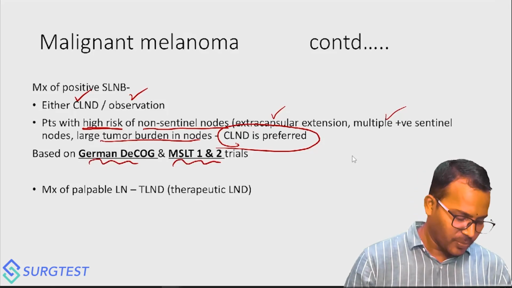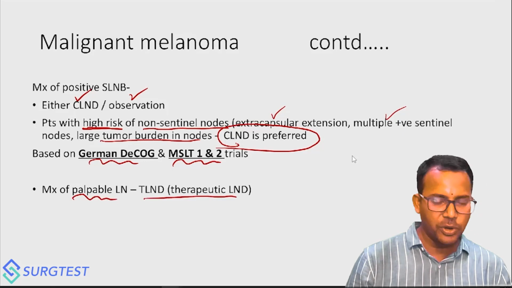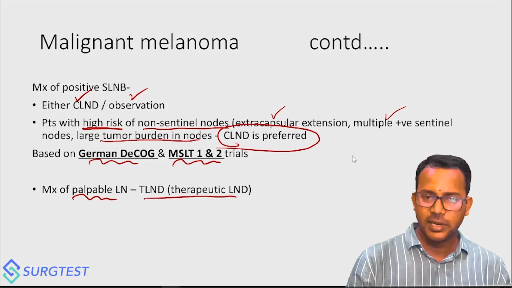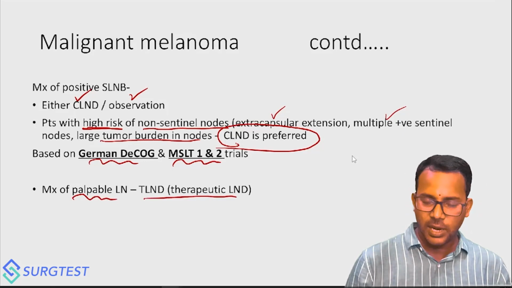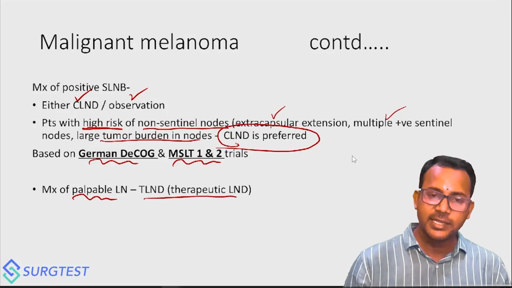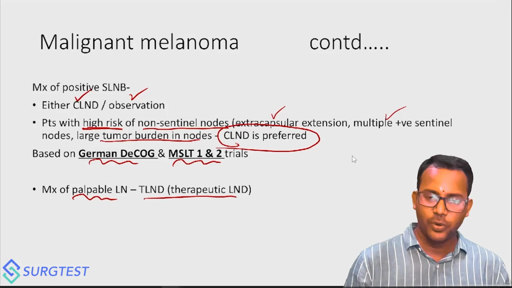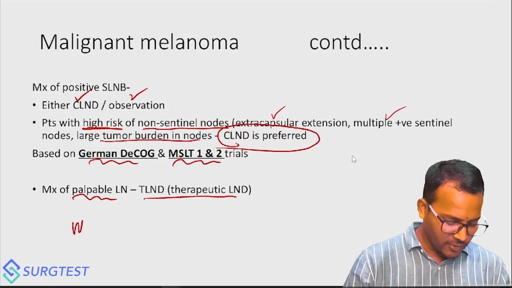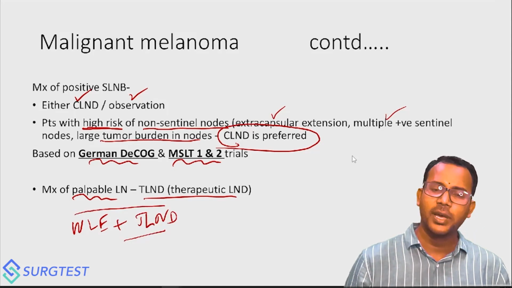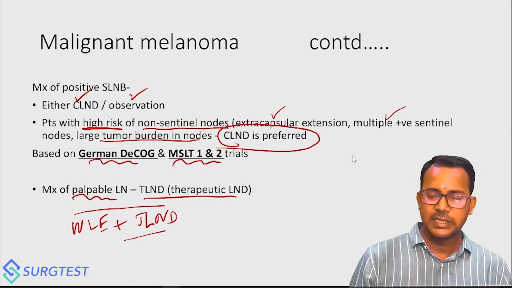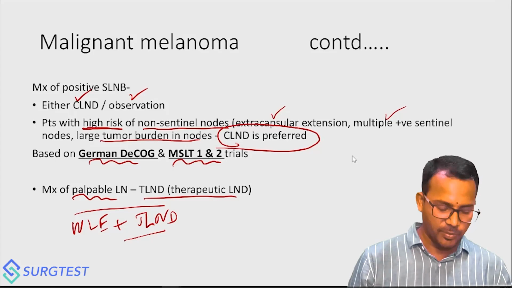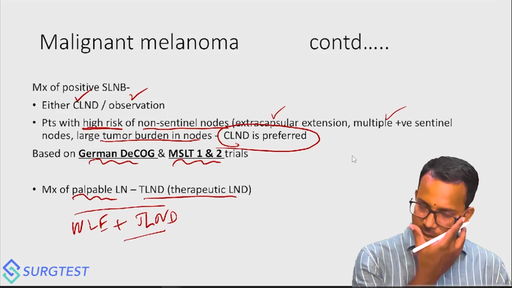Okay, and the management of a palpable lymph node is therapeutic lymph node dissection. It is then not a localized melanoma, but a regionalized melanoma. There also you have the same treatment: wide local excision with a therapeutic lymph node dissection. This is what you do for a regional metastasis to lymph nodes for a malignant melanoma, that is to say, a stage 3 disease.